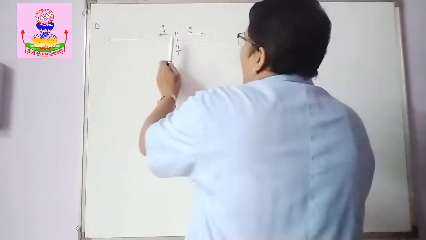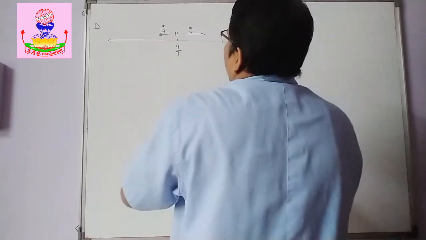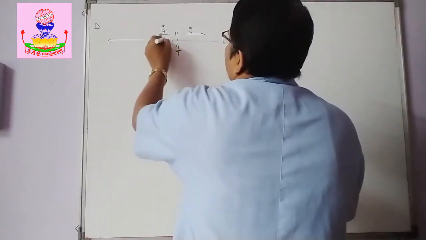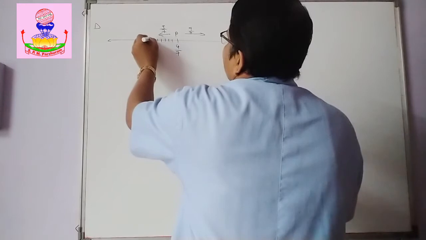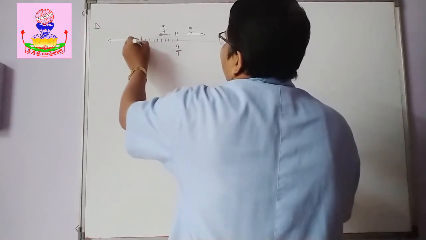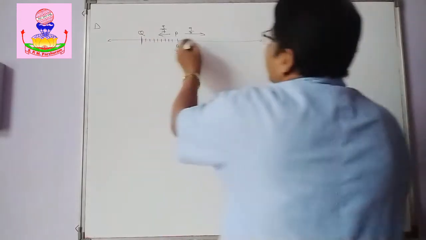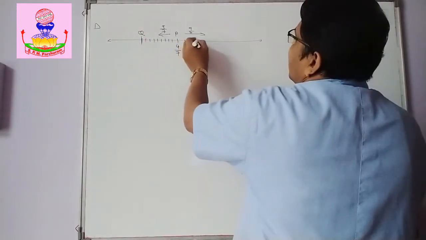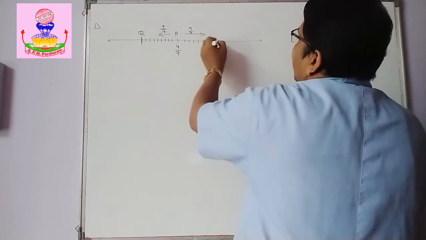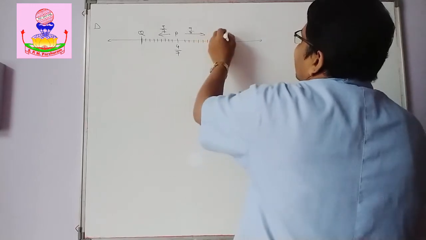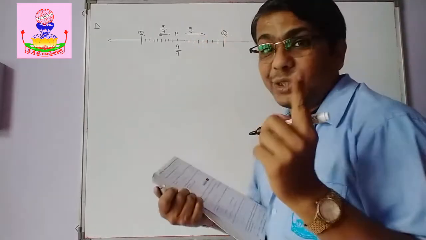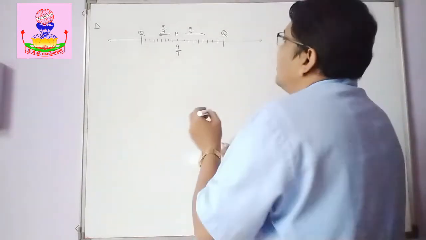Just count the numerator now. See here. I will make the counting. 1, 2, 3, 4, 5, 6, 7, 8, 9. Right? So this can be point Q. Or this side. 1, 2, 3, 4, 5, 6, 7, 8, 9. So this can be point Q. There are two possibilities. Okay.